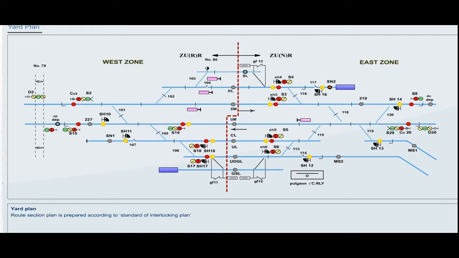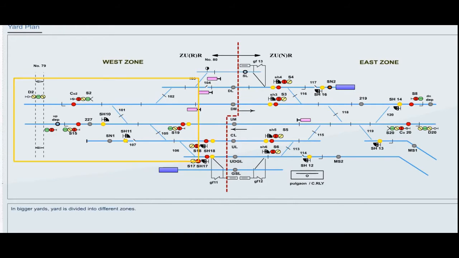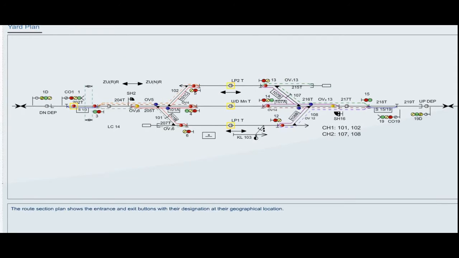Yard plan. Route section plan is prepared according to the standard of interlocking plan. In bigger yards, the yard is divided into different zones. Each zone is considered with different signal routes. The route section plan shows the entrance and exit buttons with their designation at their geographical location.